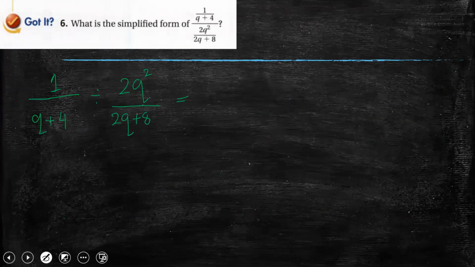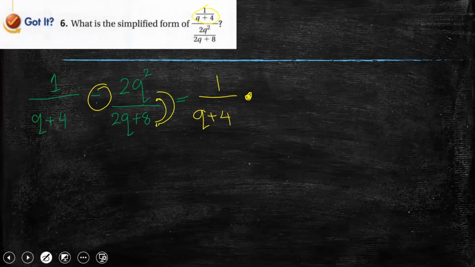In this case, the first step, as you said, I write 1 over q plus 4 in the numerator and 2q squared over 2q plus 8 in the denominator. Then it is like dividing fractions. We keep the first one as it is, change the division to multiplication, and write the reciprocal of the second fraction, which is 2q plus 8 over 2q squared.